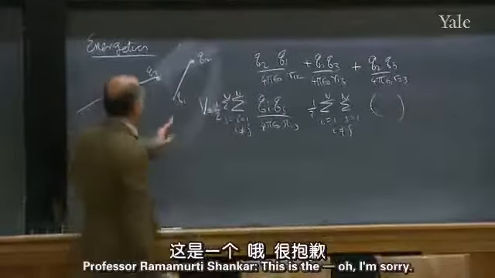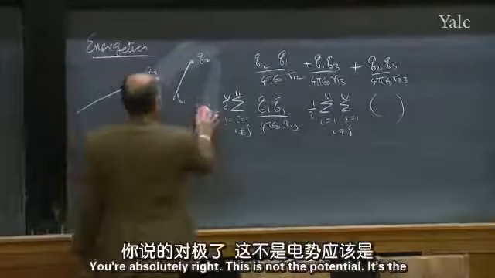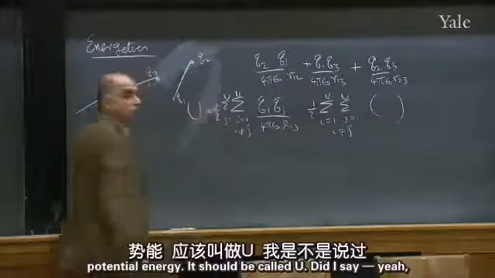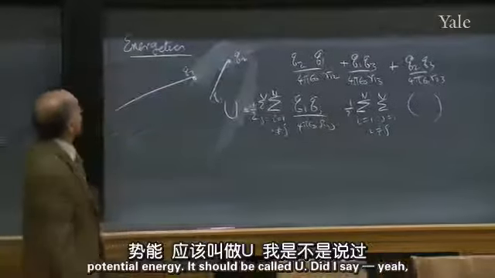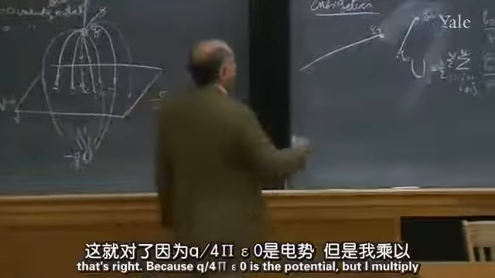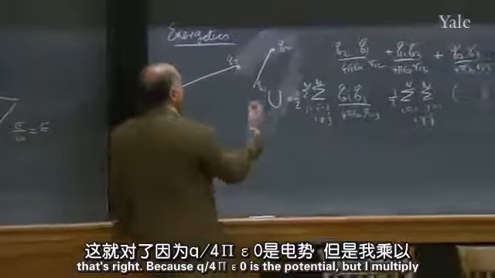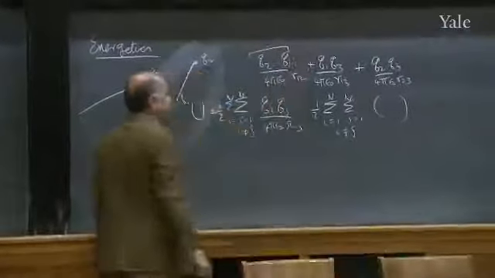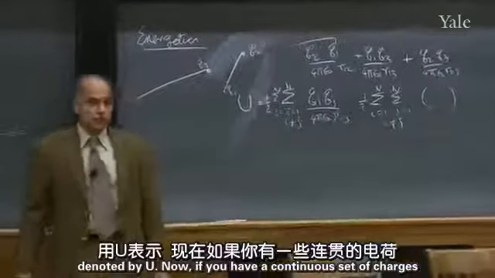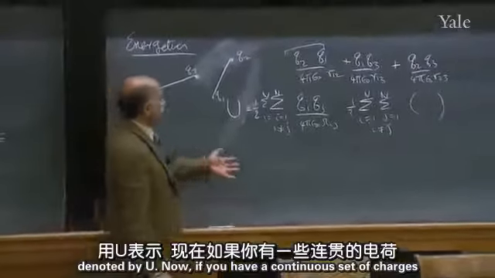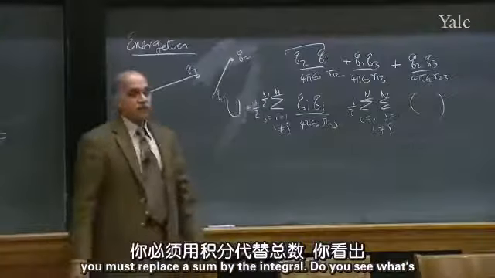Oh, I'm sorry. You're absolutely right. This is not the potential, it's the potential energy. It should be called U. Because Q over 4 pi epsilon 0 is the potential, but when I multiply by Q2, that is actually an energy. So these are all energies. I'll denote by U. Now, if you have a continuous set of charges, you must replace the sum by the integral.